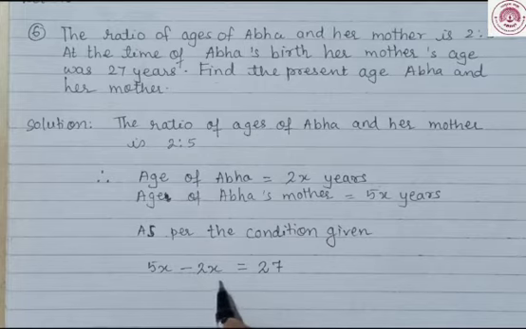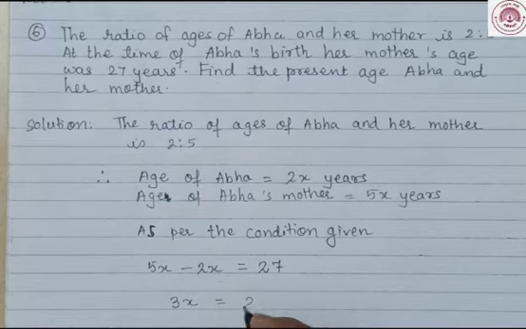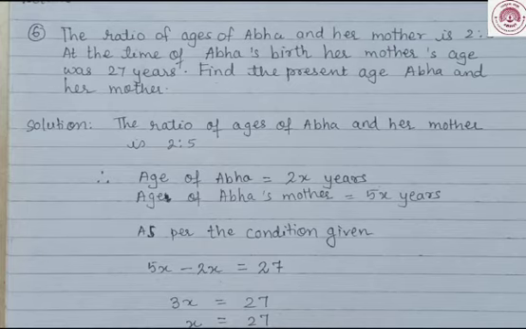So 5x minus 2x is 3x. So 3x equals to 27, or x equals to 27 divided by 3. So 3 1 times is 3, 3 9 times is 27. So therefore x equals to 9. So we got the value of common multiple here, or the common factor here. Now we'll find out their present ages.